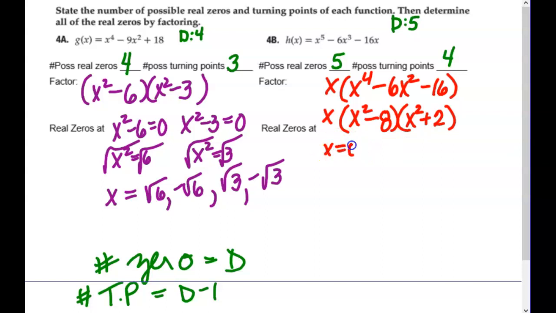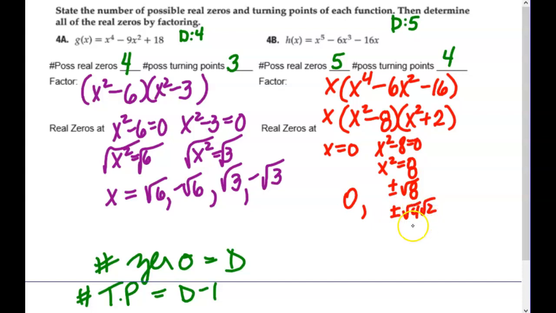All right, so if I set x equal to 0, I get 0 as one of my roots. If I get x squared minus 8 equals 0, I get x squared equals 8, or plus or minus square root of 8. Anybody know what that breaks down to? Square root of 4 times square root of 2, which would be 2 square roots of 2. So we'd have positive 2 square roots of 2, negative 2 square roots of 2.